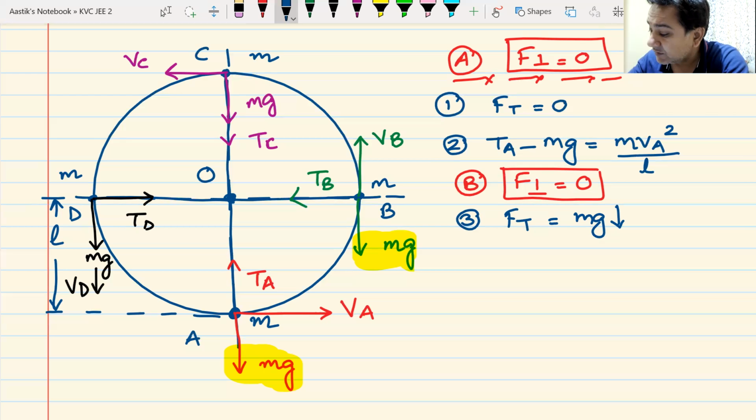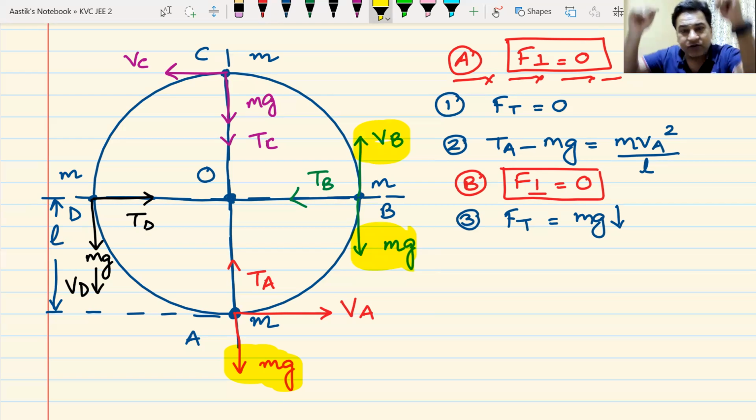Now, as you can see here, and please open your eyes, the velocity at point B is upwards, but this weight or tangential force is downwards. Something is moving up, but something is trying to pull it down. What will happen to the velocity from A to B? Will the velocity increase or decrease? The velocity will keep on decreasing. The velocity is upwards, weight is downwards, so it will try to decrease the velocity.